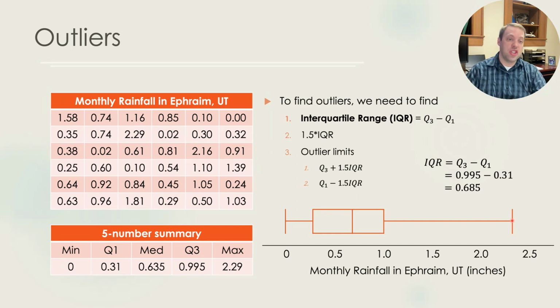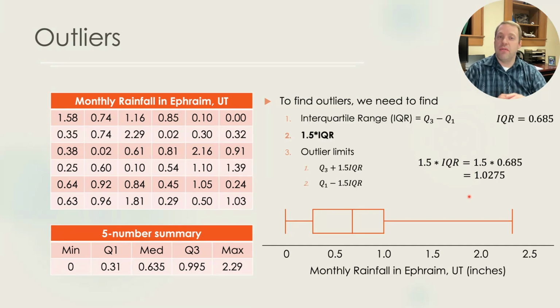Okay, our interquartile range is simple enough. We just find the distance or the range of our inner quartiles. That's what we mean by interquartile. We're talking about inner quartiles. So what is this range? Well, we're just looking at the distance from Q1 to Q3. So we just take that difference. Q3 minus Q1, we found in our 5-number summary that Q3 is 0.995, Q1 is 0.31. Take the difference. That's 0.685. Okay, great. That's the first step.